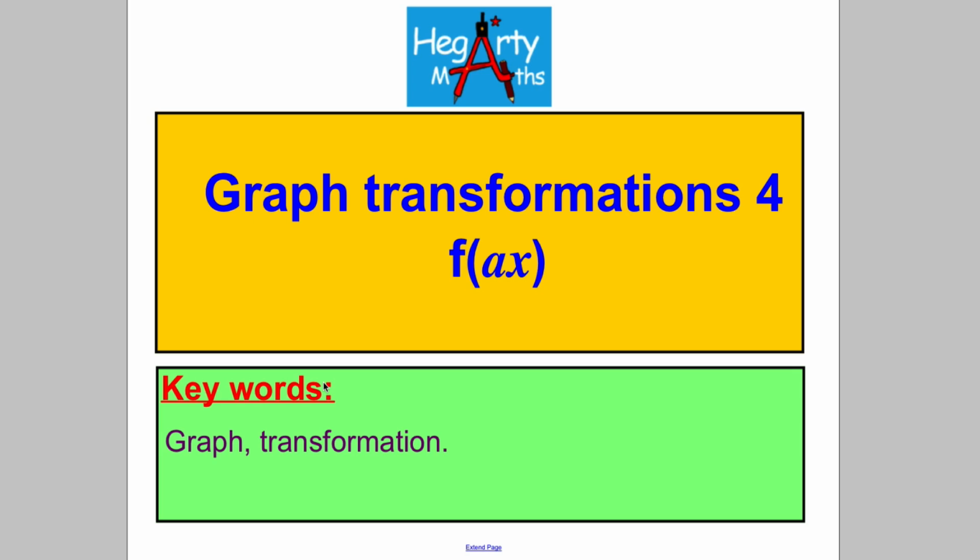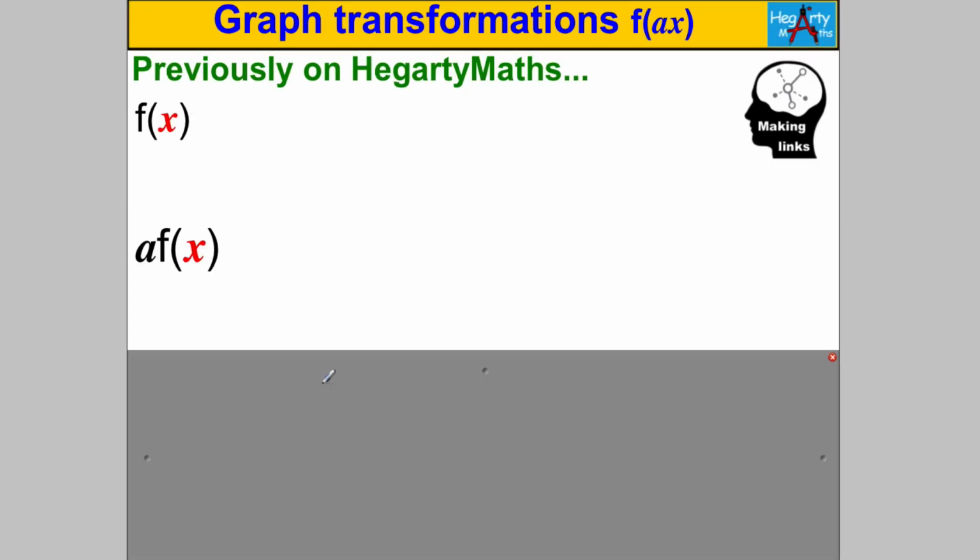It's our fourth video on graph transformations. Let's start with what we talked about in the last video. Previously, we had a function f of x and we considered what happened to it if we applied the transformation a multiplied by f of x. Pause the video and double check you can remember what happens to the graph in that case.